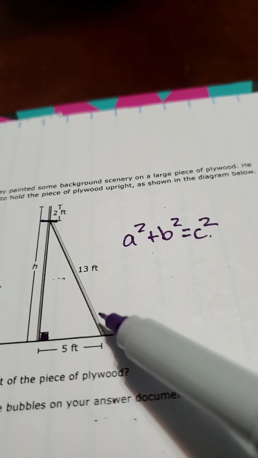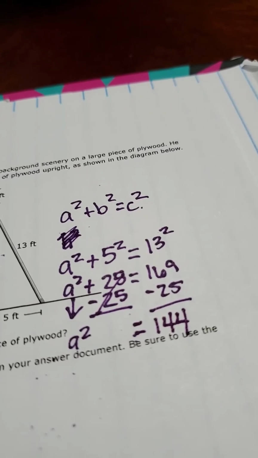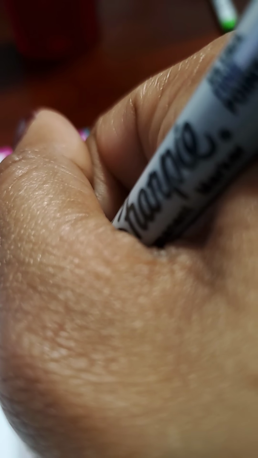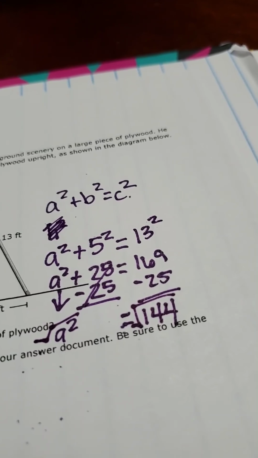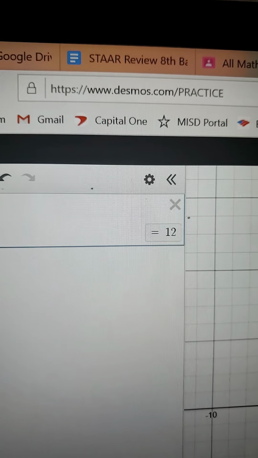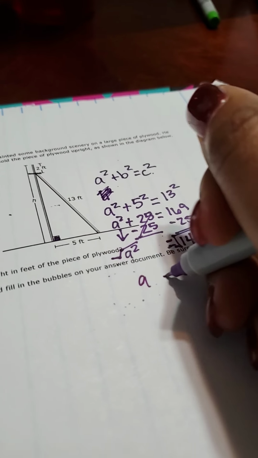I didn't do anything to A squared, so I'm going to bring it straight down. 25 minus 25 cancels out. And then 169 minus 25 is 144. I know from my brain dump that I always take the square root. So the square root of 144, if I type it into Desmos, the square root of 144 is 12. So A is equal to 12.